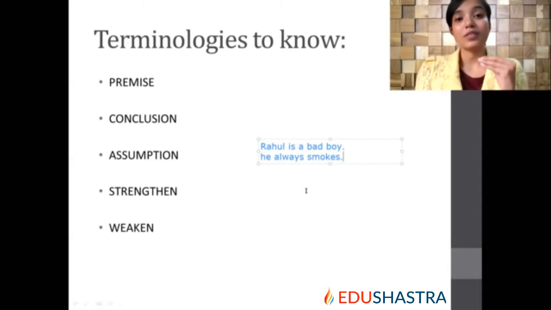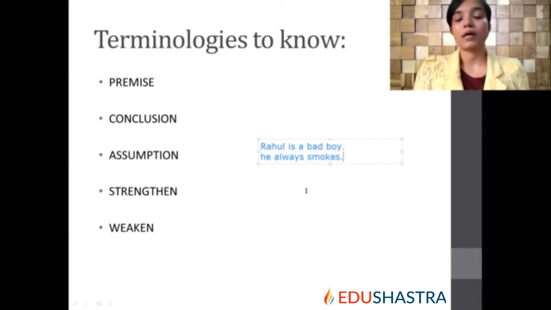So if you're coming up with a strengthening argument, what can you say? You'll have to prove that Rahul is a bad boy, and you'll have to strengthen my argument that he is bad. So what will you come and say? Yes ma'am, he also smokes, drinks and everything. Or you can also say that he is not so much into studies. Whatever makes him bad, you will add those things. So that becomes strengthening the argument.